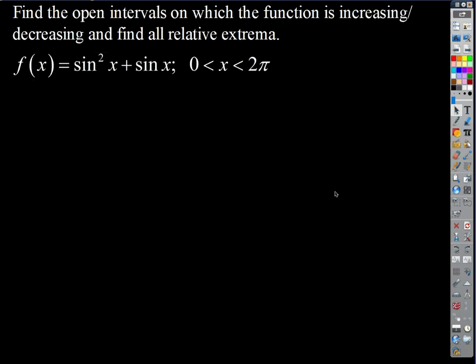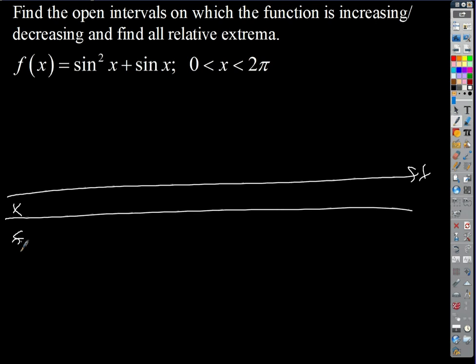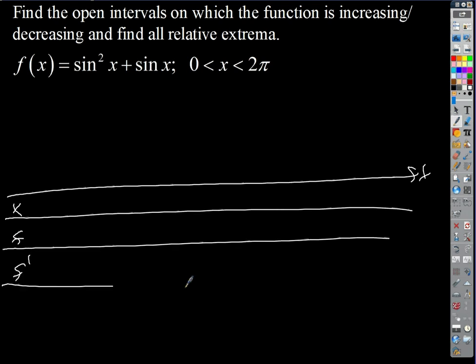We can already start to draw our table a little bit, because what does it tell us about the domain? 0 to 2 pi. Okay, so we can already start. We know that we can go 0 on the left, 2 pi on the right, and it's an open interval. Any place where our function's undefined? No, we're good. Sine functions don't have any asymptotes, so we're good.